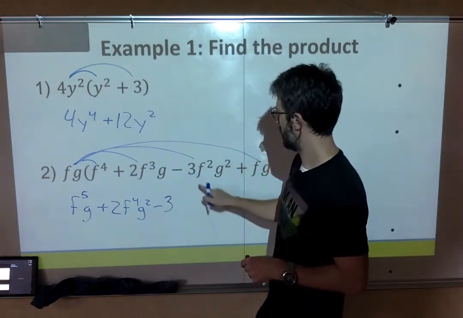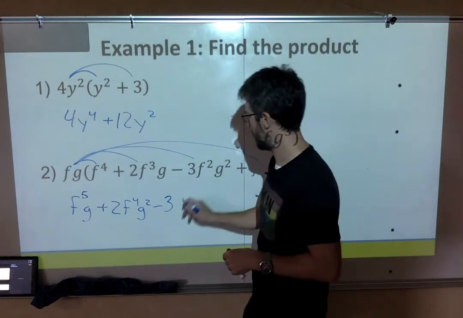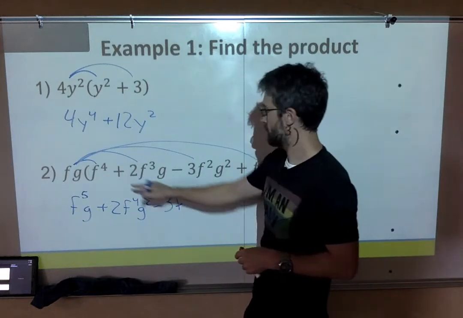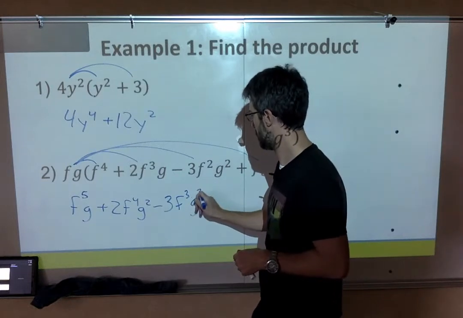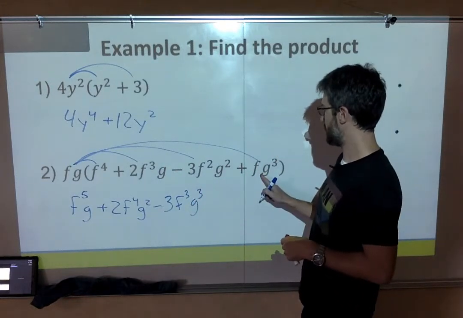So g squared. All right, minus 3, f times f squared is f cubed. G times g squared is g cubed. And then last term, f times f.